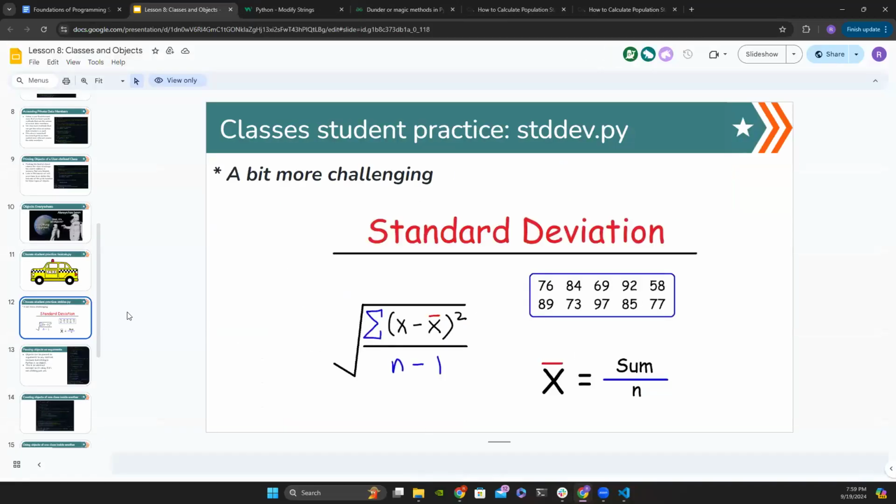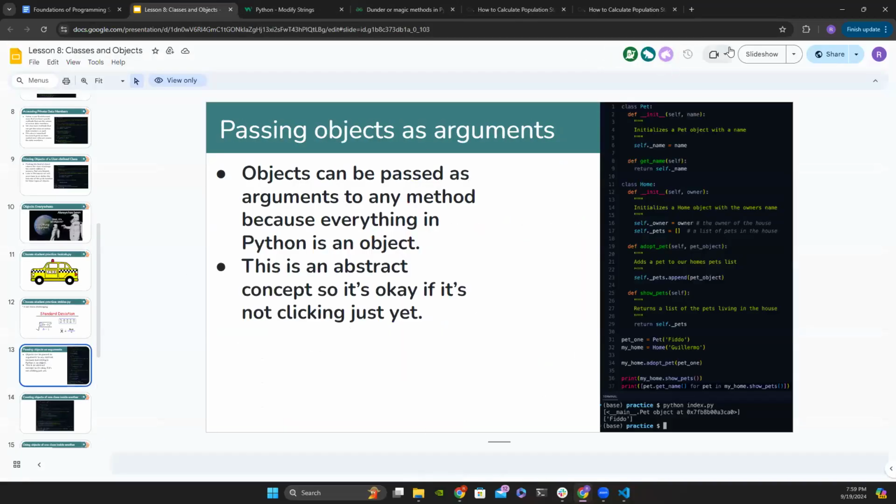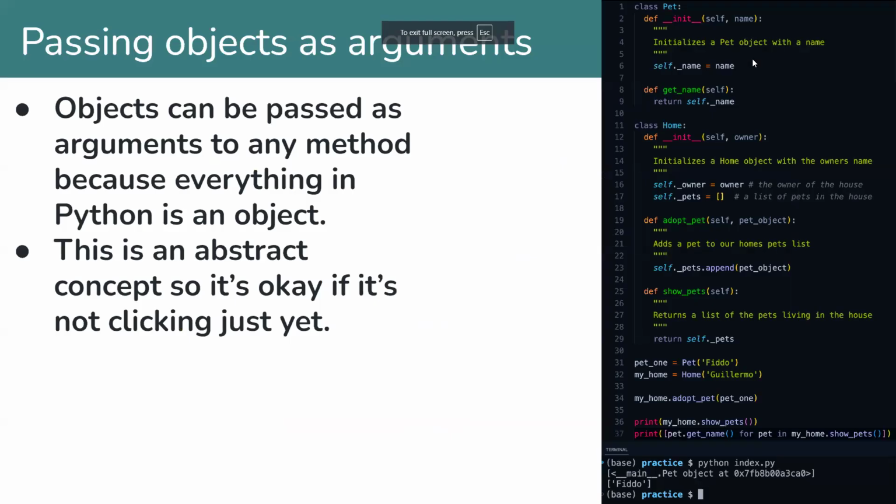So that took care of FTD def. Next, passing objects as arguments. The object can be passed as arguments to any method because everything in Python is an object, right? This is an abstract concept, so it's okay if it's not clicking just yet.